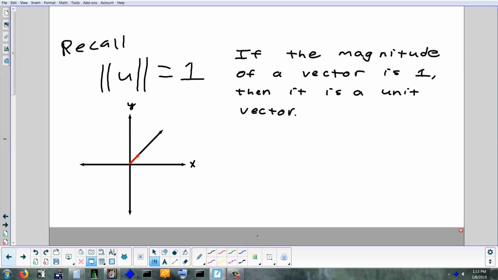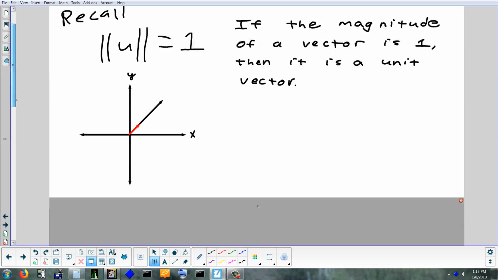Yep. 1 over 8. It was 8 units. You scaled it by 1 over 8. What if it was v units? What would you scale it by? If you had a vector that was v units long. Yep. 1 over v.